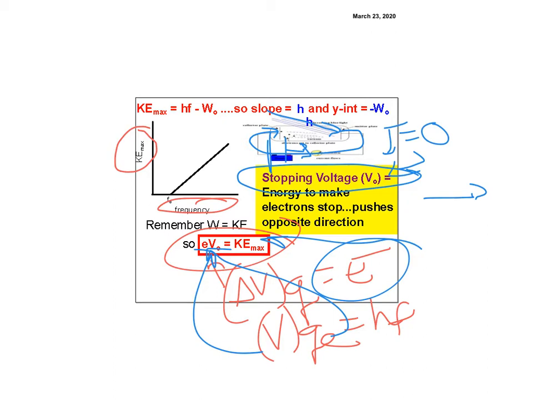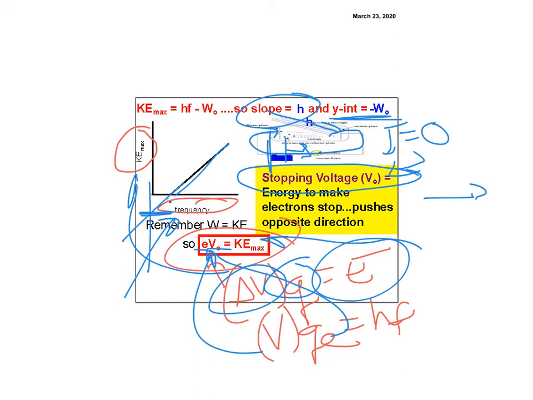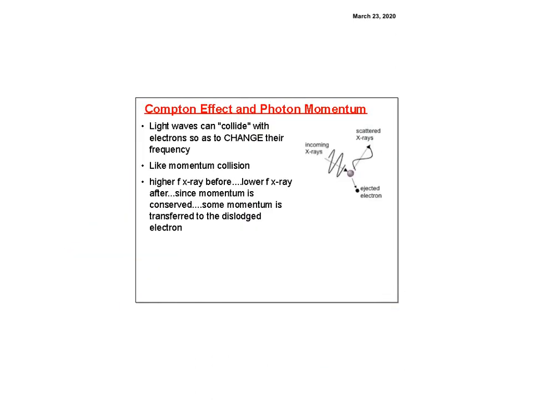So when we did it in the lab, remember, you just made the LED glow, which is a little bit different, but similar concept, right? And then you took your voltage and you changed it into Qs, and you graphed your KE and your frequency. The slope is equal to h, and the y-intercept is equal to negative, right? So down here is your negative work function.